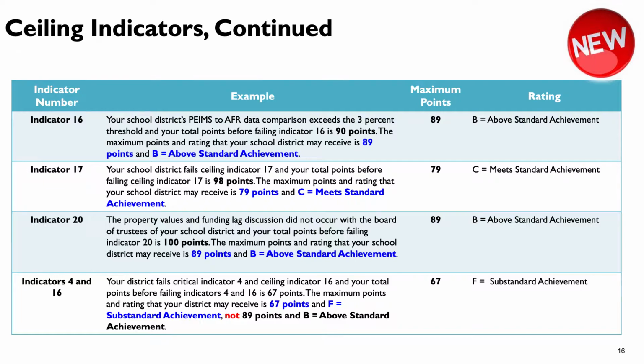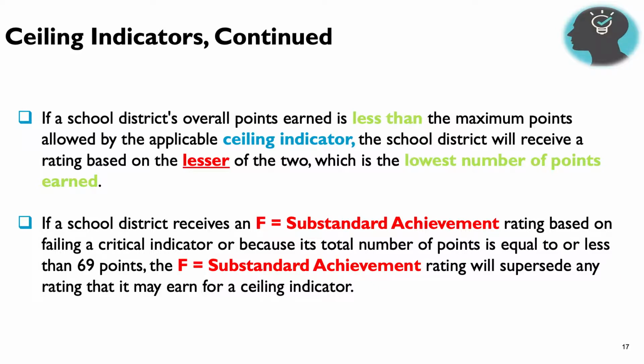So let's just look at this. This is just breaking it down into a nutshell. If your school district's overall points earned is less than the maximum points allowed by the applicable ceiling indicator, you get the lesser of. An F equals substandard supersedes anything. You will receive that F equals substandard.